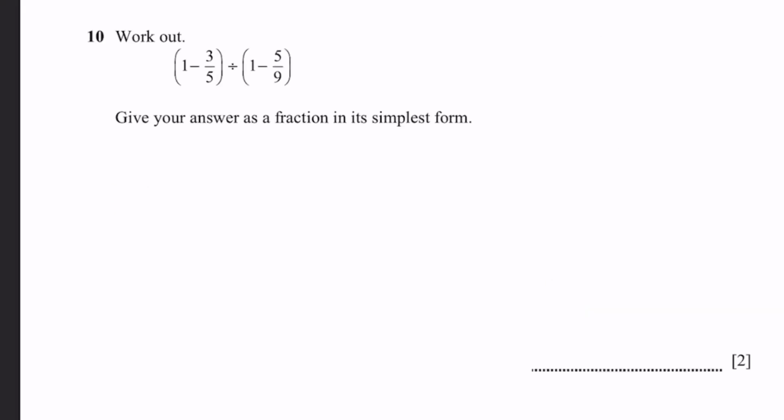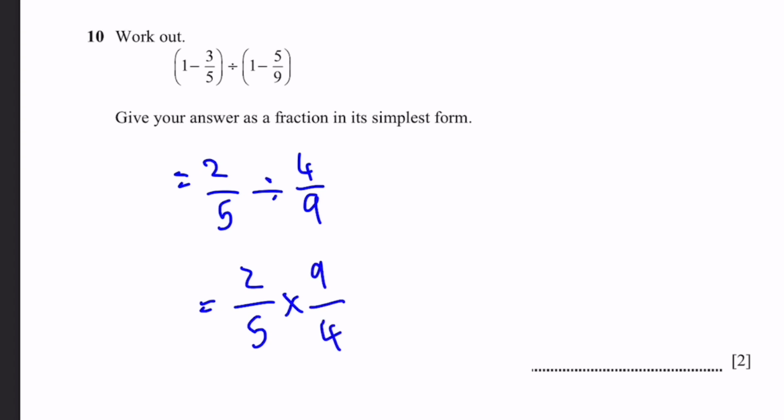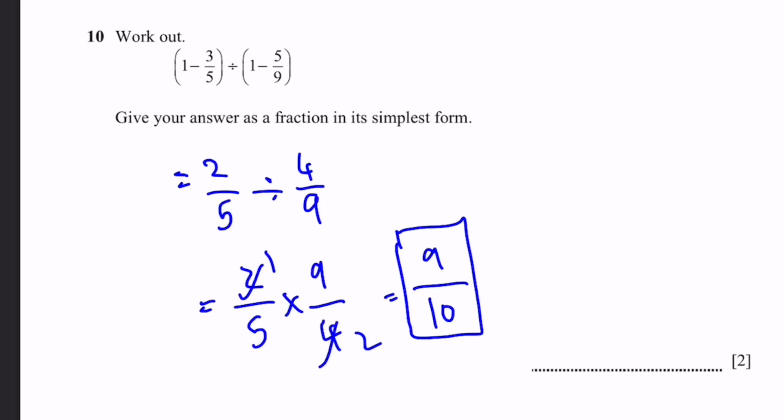Question 10. Work out 1 minus 3/5 divided by 1 minus 5/9. Give your answer in simplest form. So 1 minus 3/5 is 2/5. And we divide it by 1 minus 5/9, which is 4/9. That's multiply by the inverse, 9/4. Now we can cancel out here. This will be 9/10. That's the answer.